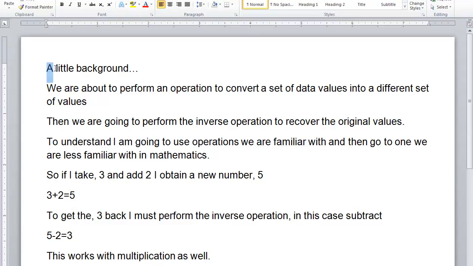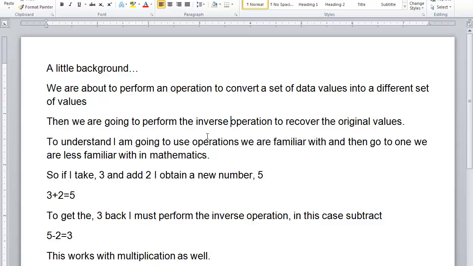So a little background, okay? What we're getting ready to do is to perform an operation to convert our set of data values for Liberia into a different set of values, ones that are actually going to be linear. And then after we get our linear regression, we're going to perform the inverse operation to recover the original values to actually get our exponential function.